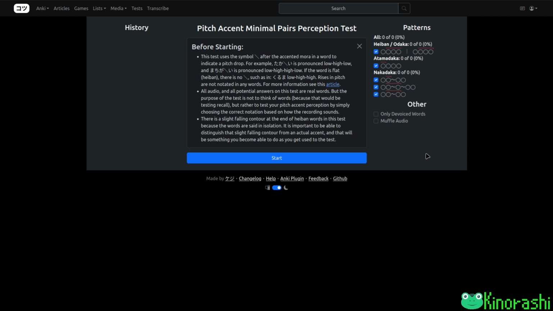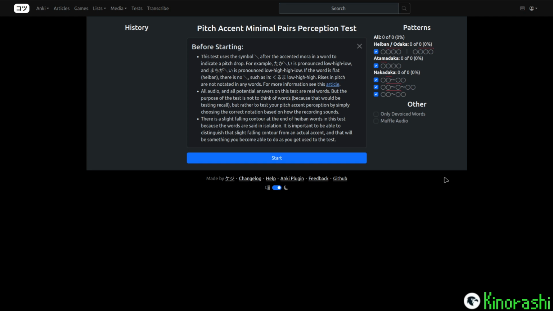Let's see. Conditional: ieba, 言えば. Volitional: iou, 言おう.